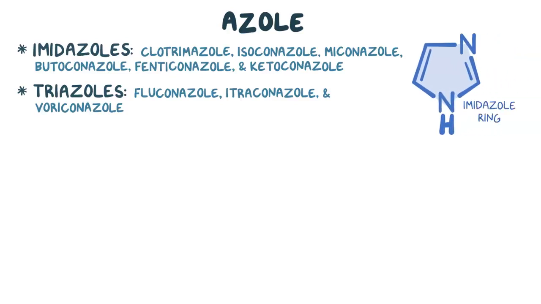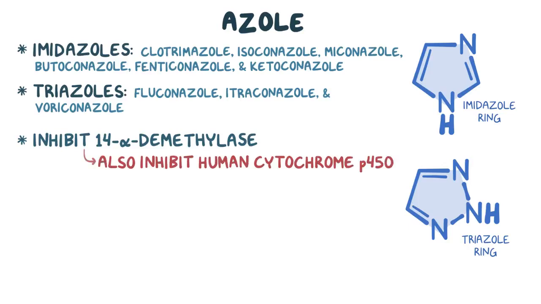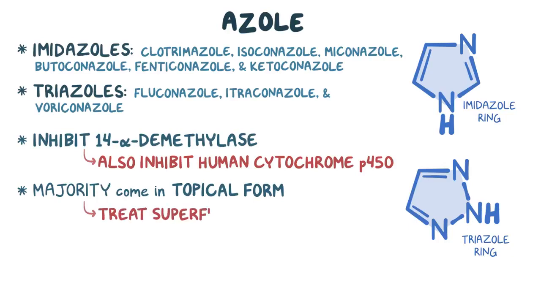The azole antifungals include imidazoles like clotrimazole, isoconazole, miconazole, butaconazole, fenticonazole, and ketoconazole, as well as triazoles like fluconazole, itraconazole, and voriconazole. The only difference between the two groups is that imidazoles contain an imidazole ring, while triazoles contain triazole rings. These medications work by inhibiting the 14 alpha demethylase enzyme. However, they also inhibit human cytochrome P450 enzymes to a lesser degree. Because of this, the vast majority of azoles come in topical form, and they're commonly used to treat superficial mycoses.